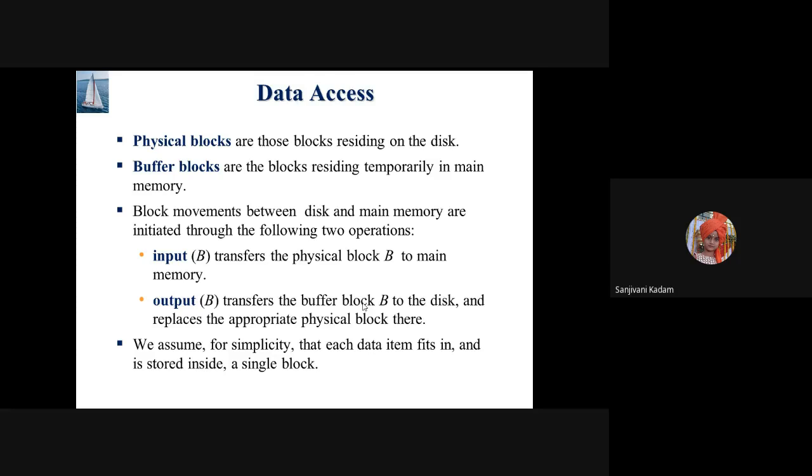Here we assume that each data item fits in and is stored inside a single block. If B is an integer, we are assuming that B will be part of a single block. It doesn't happen that B requires four bytes and 2 bytes are in the first block and 2 bytes in the second. Here we assume that the 4 bytes required for B will be allocated from a single block only. So this was the figure.